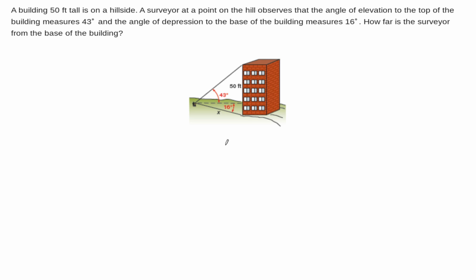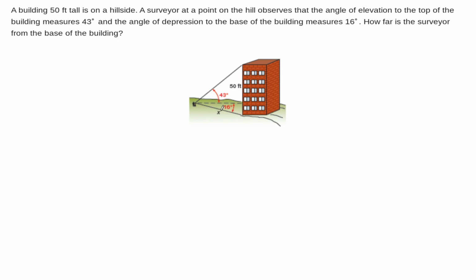In this example, we're given another image. This time it's of a building and a surveyor measuring the height of the building. So they find that the height of the building is 50 feet right here. So that's 50 feet. It's kind of messed up the picture. But 50 feet tall for the building.